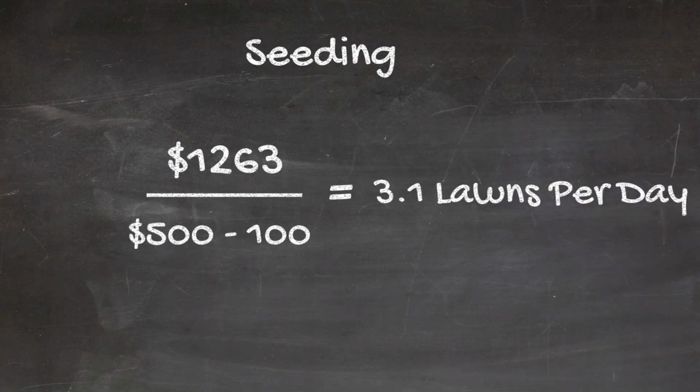Now, it takes him a couple of hours to do it. So if we're assuming he's doing 4 lawns a day, he's making a little bit, but not nearly the amount that he was making on the fence, for example.